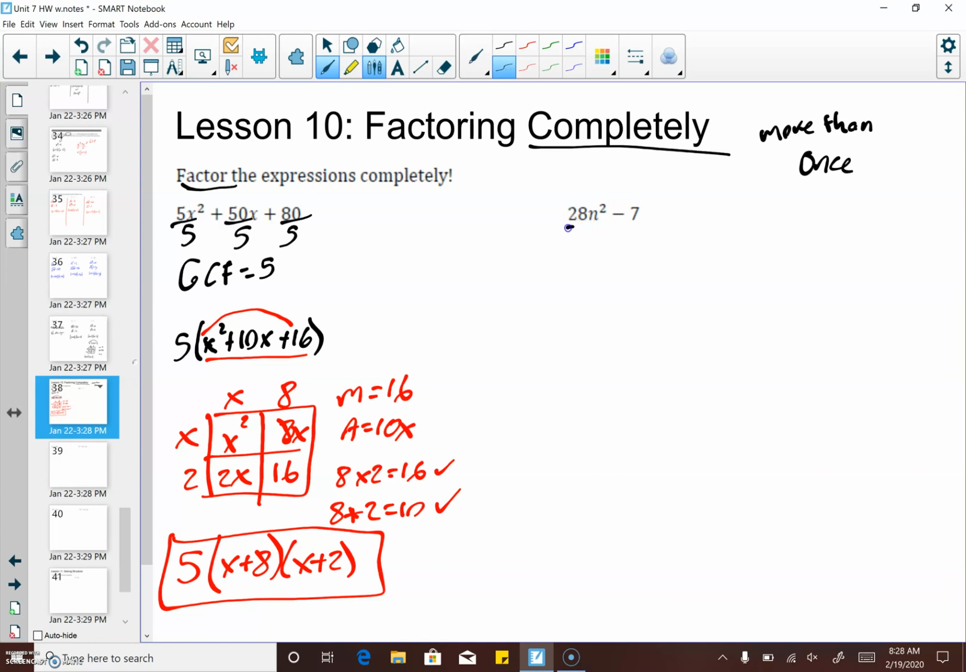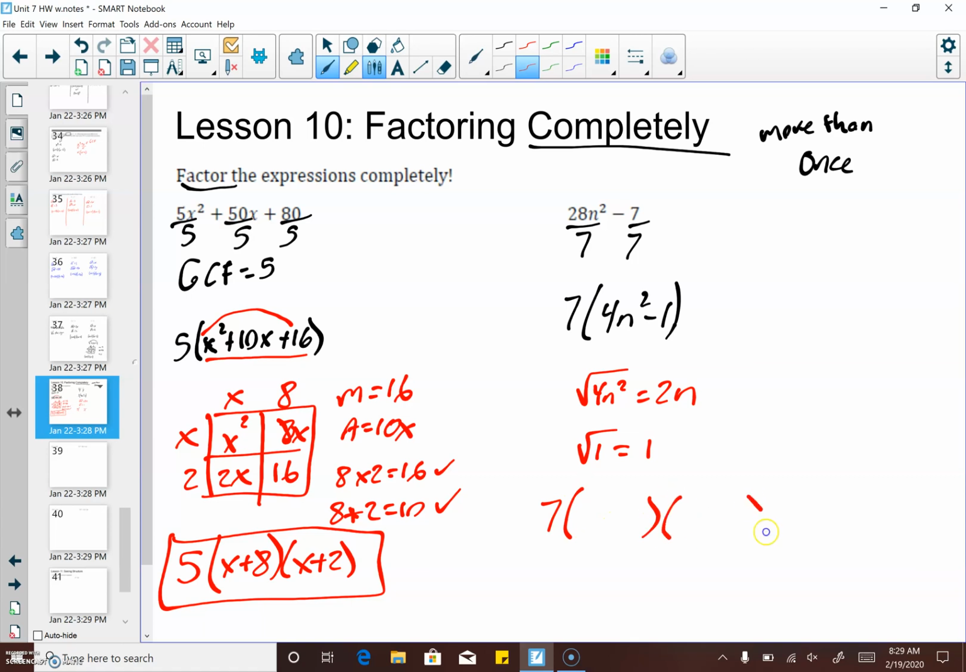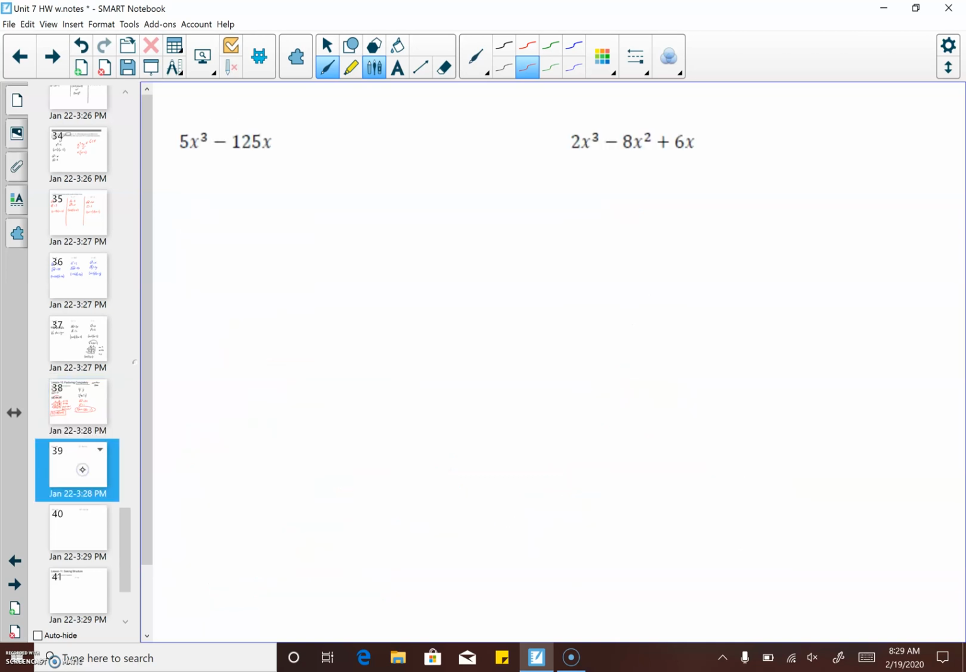If we look at the next one, our GCF is 7. So we get 7 and then 4n squared minus 1. This is the factoring difference of perfect squares we did yesterday. 4n squared is perfect, 1 is perfect, and there's a minus sign in the middle. So 4n squared gives us 2n when we take the square root. Square root of 1 is 1. So 7, 2 parentheses, both start with 2n. Both end with 1. One of them gets a plus, and one of them gets a minus, and there's our final answer for that one. So again, take out the GCF, then do one of our other factorings.